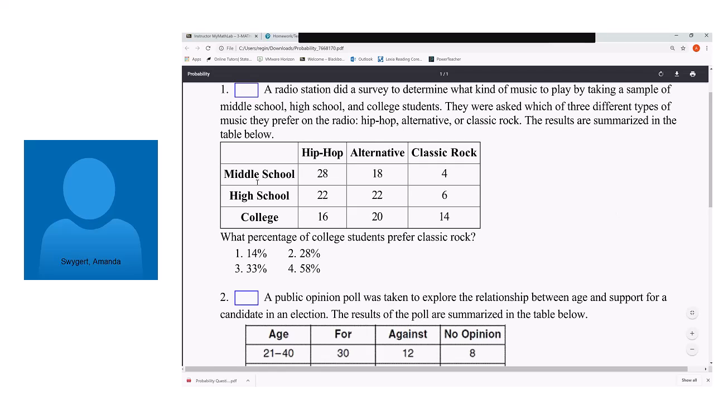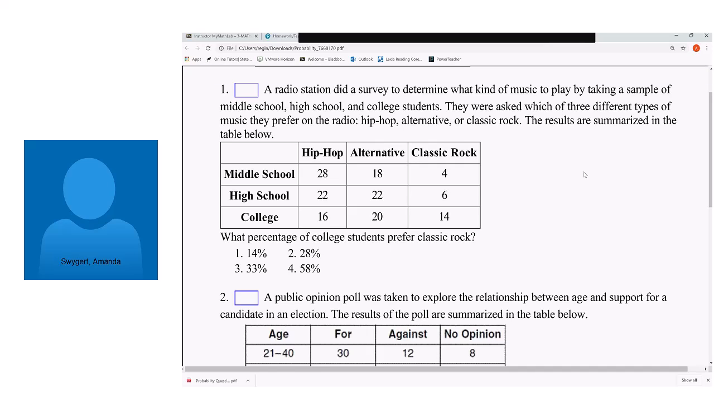So notice the way that it's read. Middle school is all in the first row, high school in the second row, college in the third row. Hip hop in the first column, alternative in the second column, classic rock in the third. Okay, so let's practice just reading the chart. I'm not even doing the question yet. I'm just practicing reading the chart.